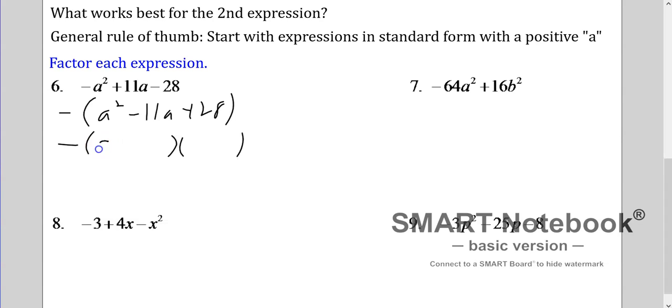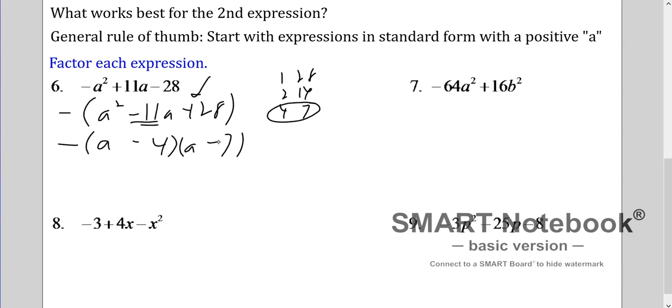All right, so that's A and A. I need two numbers that make 28 by multiplication that add to 11. Well, that's going to be 4 and 7. But since they add up to negative 11, they both have to be negative.